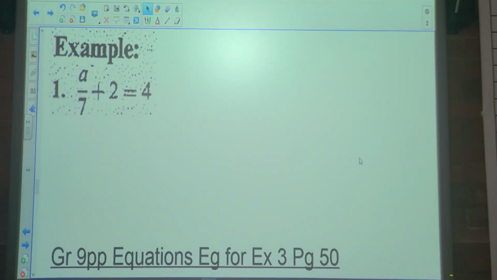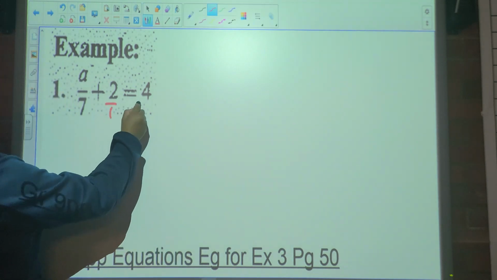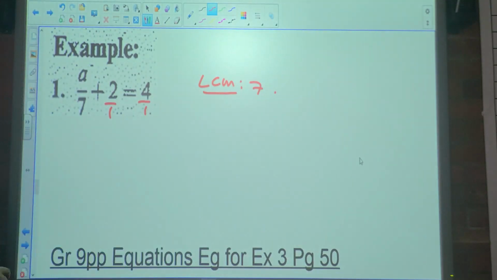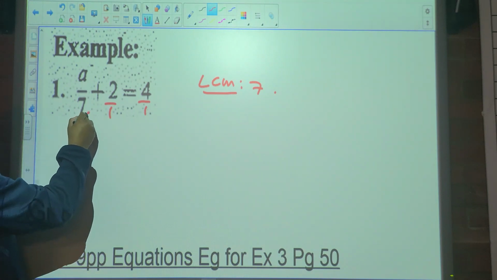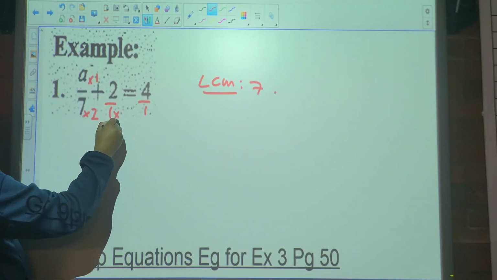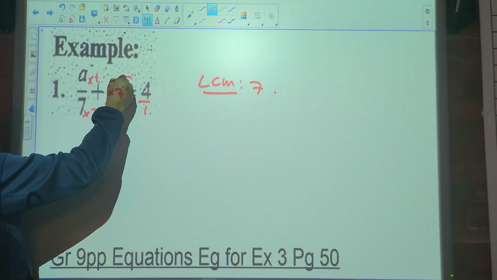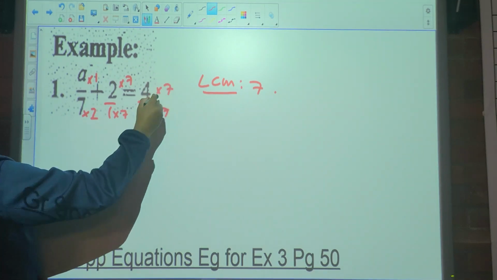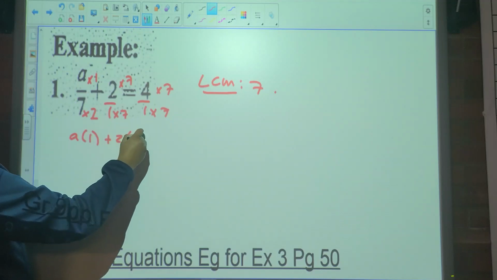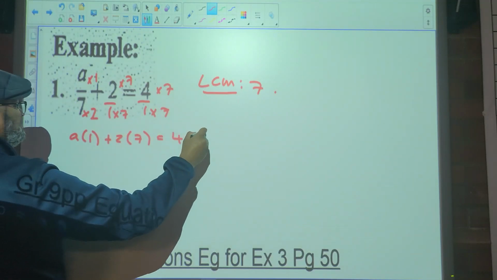The example reads, you got a over 7 plus 2 is equal to 4. So what is your LCM here for 7, 1 and 1? What is your LCM? 7. It's 7. Not so. So what must this denominator be multiplied by to get 7? 1. This must be multiplied by 7. And this here? So we got a times 1 plus 2 times 7 is equal to 4 times 7.